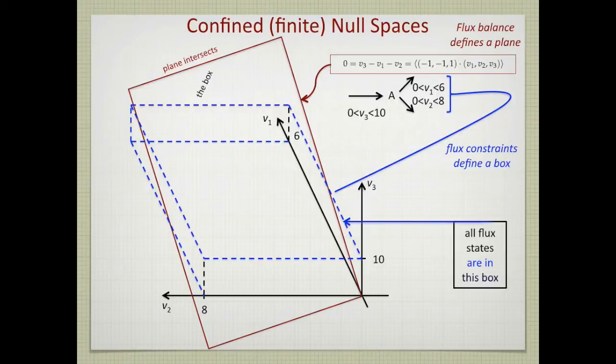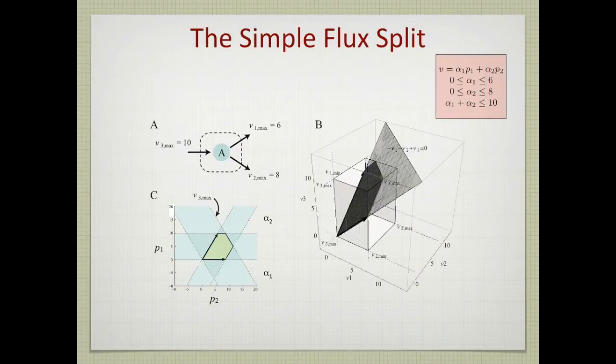There's a hyperbox of some sort based on constraints on the individual variables. Then there's a hyperplane that goes through that box. And that intersection represents my confined null space. So let's look at this a little more accurately. So there is my flux split with the constraints. And then I have a 3-dimensional image of what I was showing before, now actually scaled.